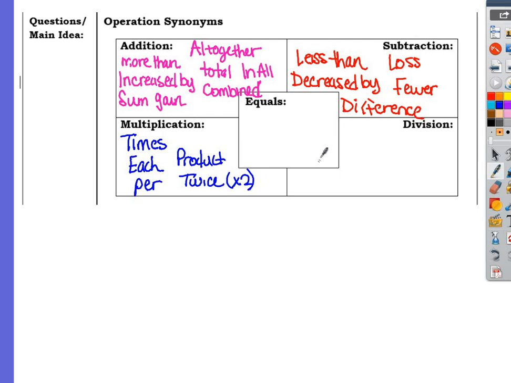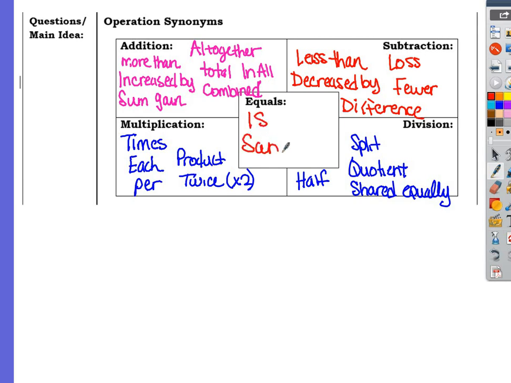Okay. And then your division is going to be things like half. So half just means we're dividing by 2, or if they're splitting something. Sometimes they'll use the word quotient, and that's just another word for the answer to a division problem. And then shared equally. And then is typically means equals. Sometimes you'll see the word same as well, so if they're both the same.